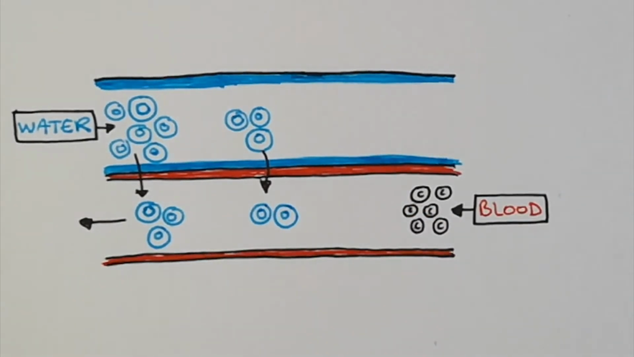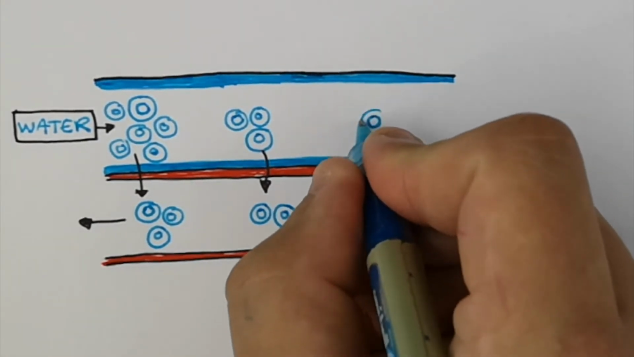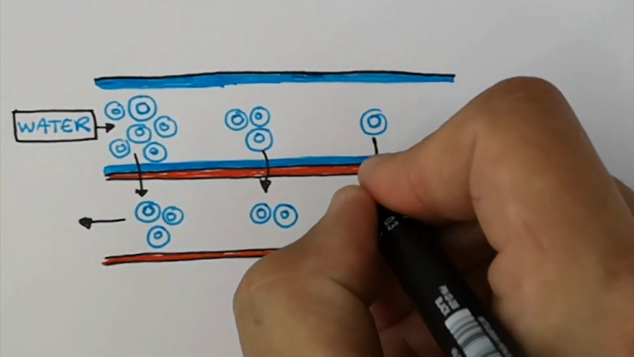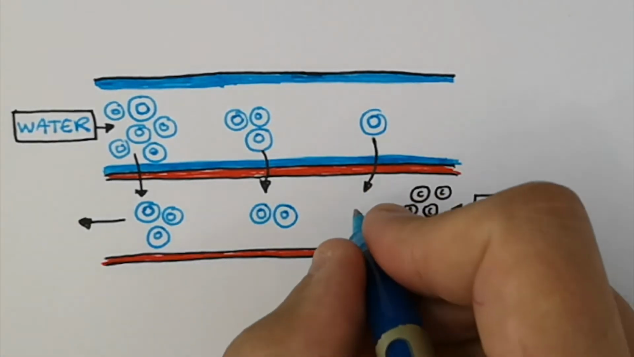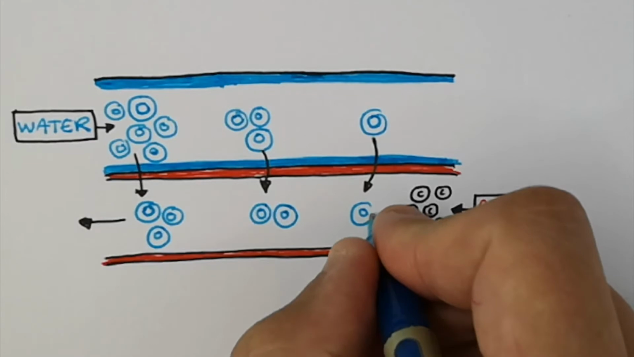And then as the water moves further down, there is less oxygen in the water. But because there's a higher concentration of oxygen in the water than in the blood, the concentration gradient is maintained. So the oxygen is still going to diffuse into the blood from the water.